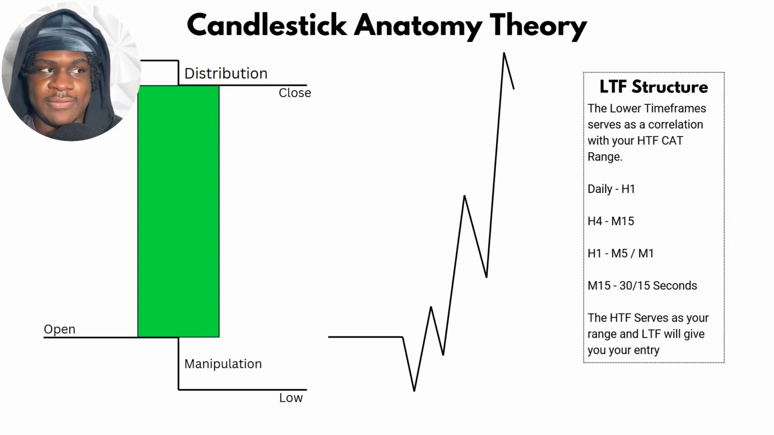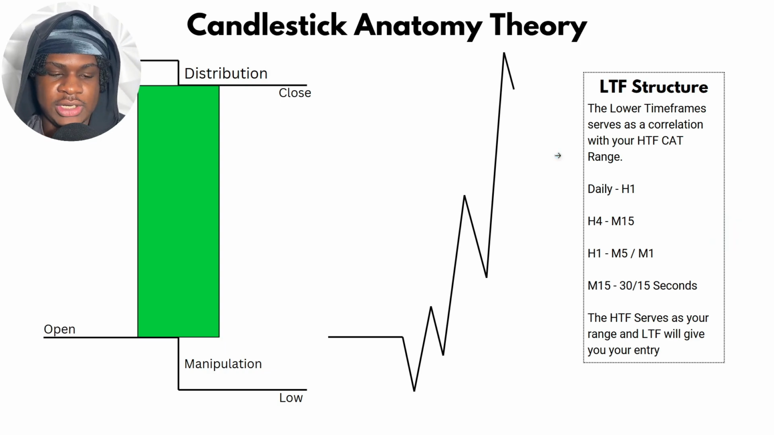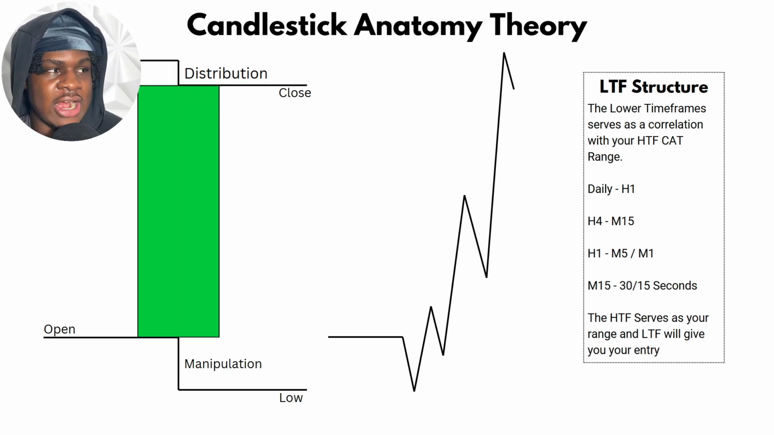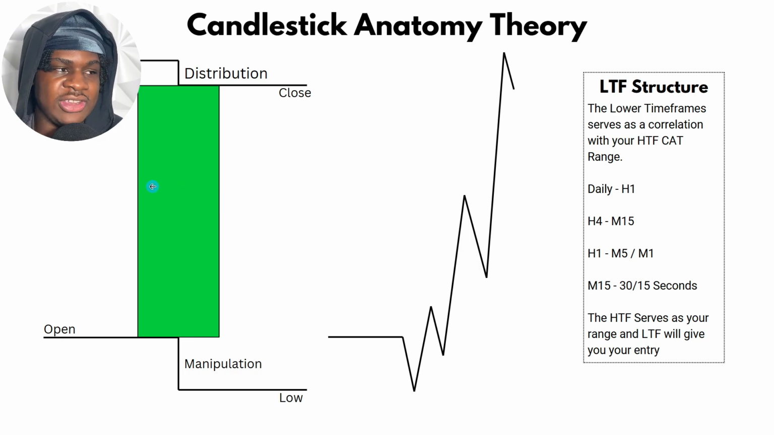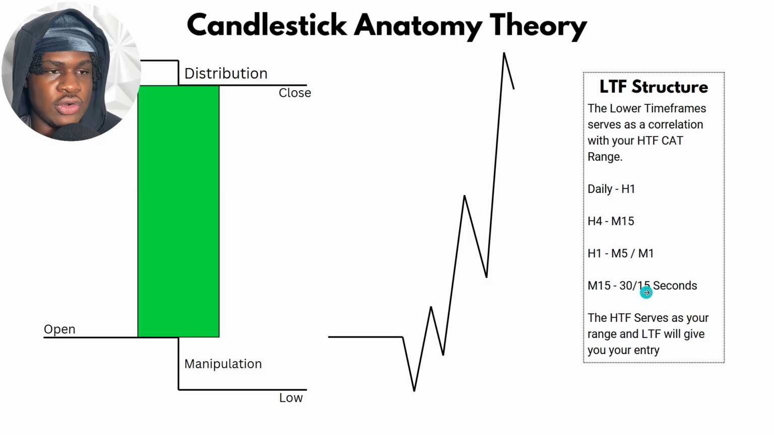After we've identified our higher time frame candle, now we can get down into our lower time frame structure, which is very simple. The lower time frames serve as a correlation with your higher time frame candle range, right? Let's say this is a daily candlestick. When we have a daily candlestick, we want to pay attention to the structure on the H1. H4 candle, we want to pay attention to the structure on the 15 minutes. H1 candle, M5 or M1, and obviously an M15 candle, 30 to 15 seconds, right? The higher time frame serves as a range and the lower time frames will give you your entry.